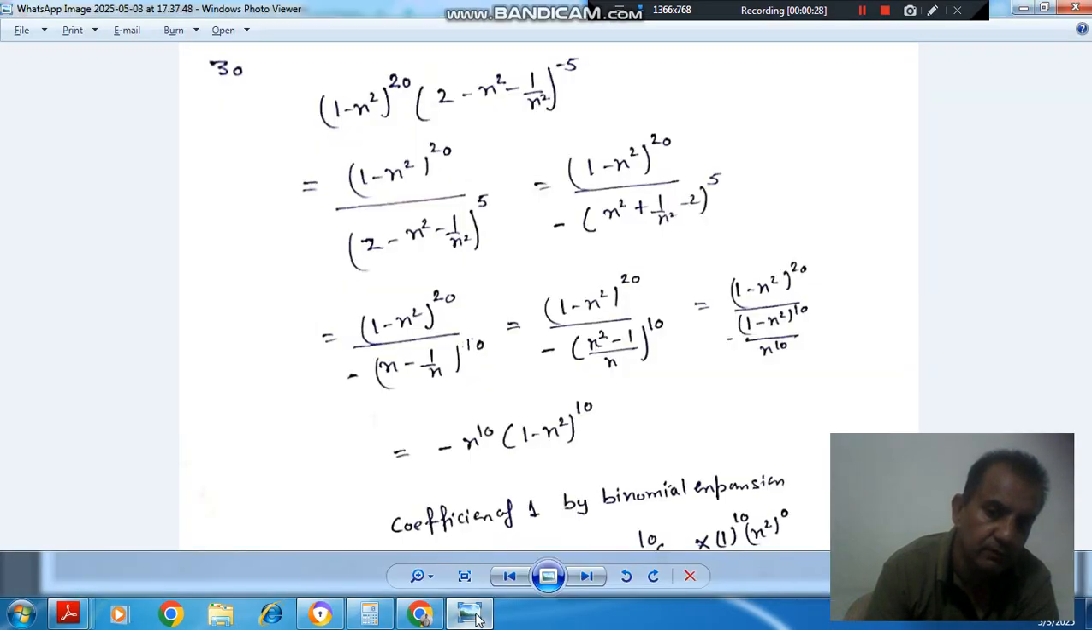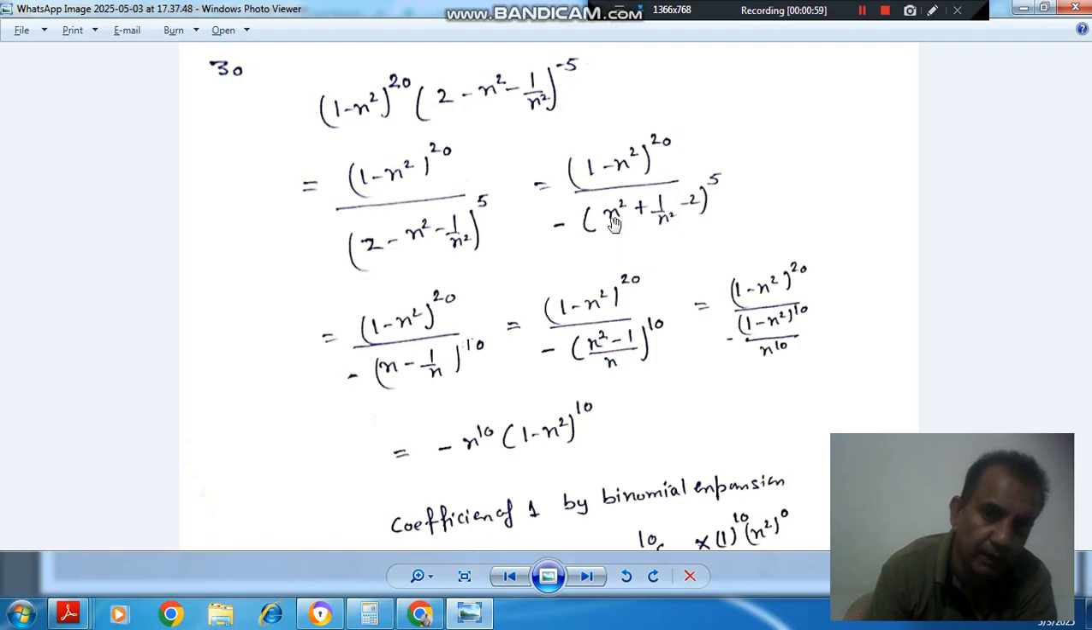So here the given expression is (1 minus x^2)^20 and (2 minus x^2 minus 1/x^2)^-5. This can be taken in the denominator, and as the power 5 is odd, we can change the sign here and take the negative common out. If we take negative common out, there will be a change in sign.